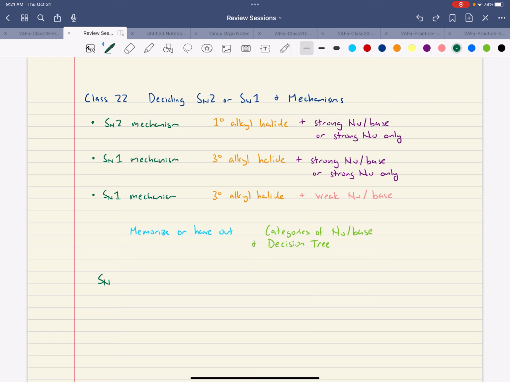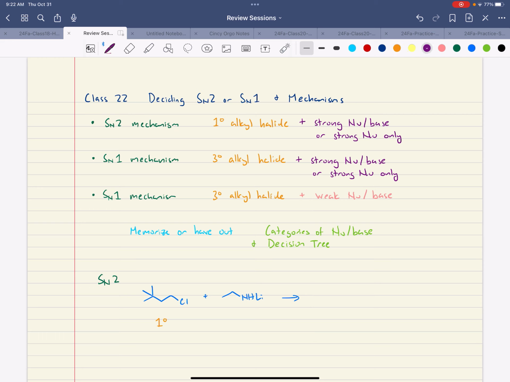A good example of an SN2 reaction is if you have a primary alkyl halide plus a strong nucleophile or base. What can I use? Let me use this one here. And the analysis that you should go over, let's say we need to draw the product. You want to first figure out the type of alkyl halide. This is definitely primary.